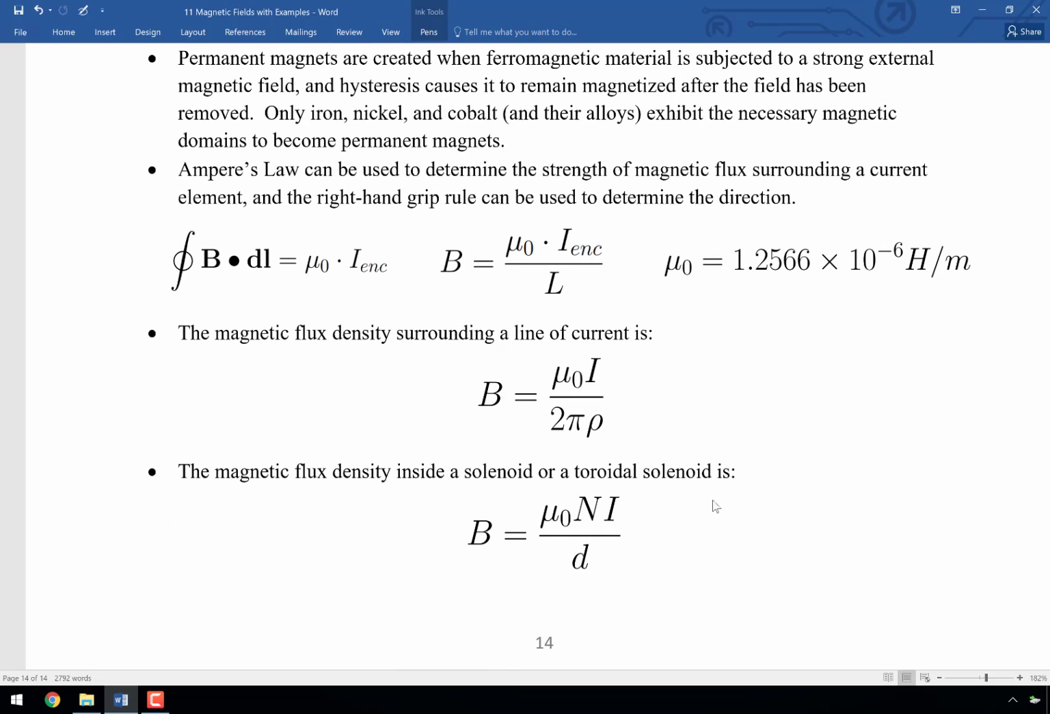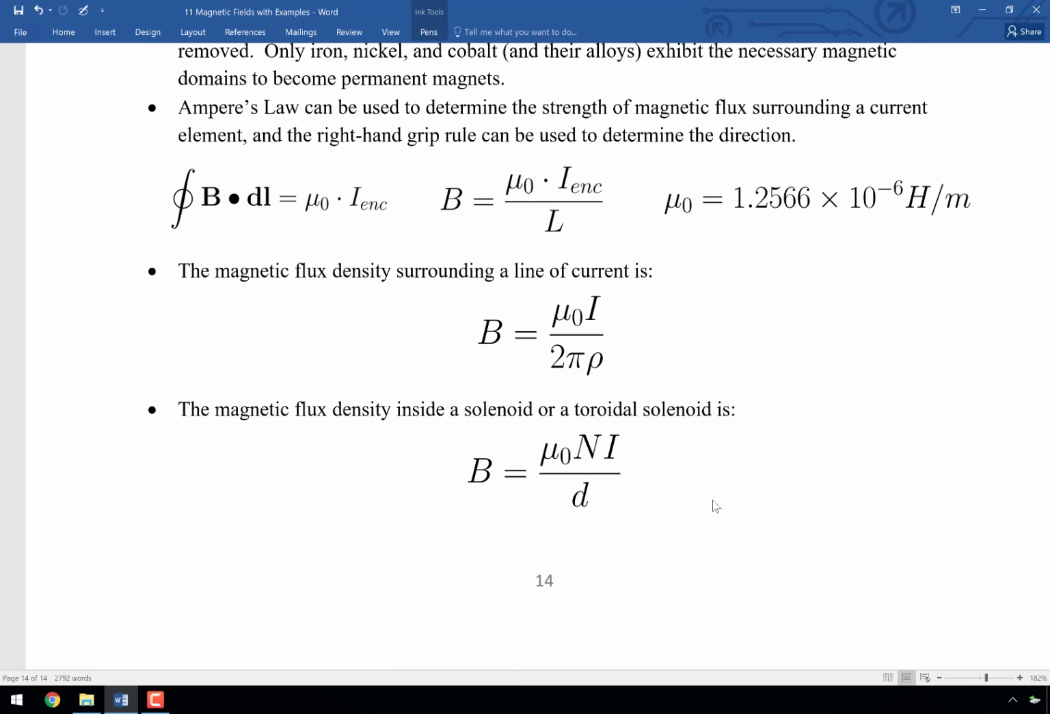Ampere's Law can be used to determine the strength of magnetic flux density surrounding a current element, and the right-hand grip rule can be used to determine the direction. So we have the formal, official version of Ampere's Law in its integral form, but then, because we're almost always going to choose the symmetry of the problem correctly, we'll end up with the simpler version, and then of course we have the value of mu sub 0 there. The magnetic flux density surrounding the line of current has this form right here, and the magnetic flux density inside a solenoid or inside a toroidal solenoid has this form here.